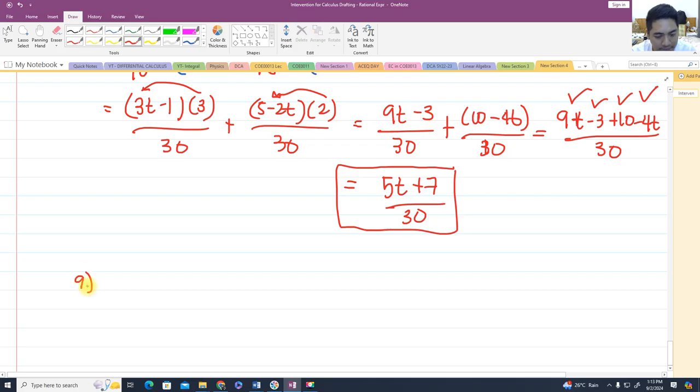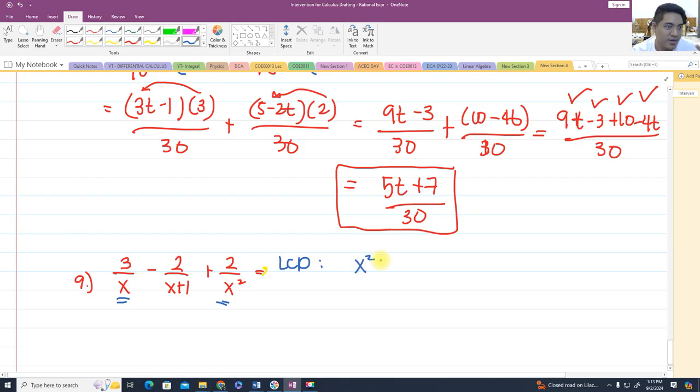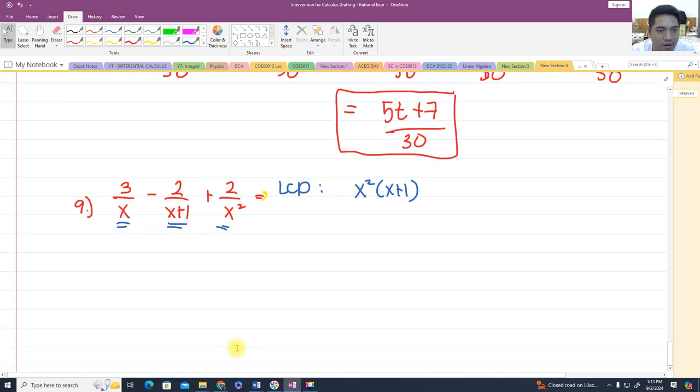So for number 9, we have 3 all over x minus 2 all over x plus 1, and then plus 2 all over x squared. Okay. So again, the LCD here, since we have x and x squared, we'll be picking x squared because that is where they will meet. If you multiply x by x, it will be x squared. But at the same time, we also have to have x plus 1. So we're going to force all of these to x squared times x plus 1.